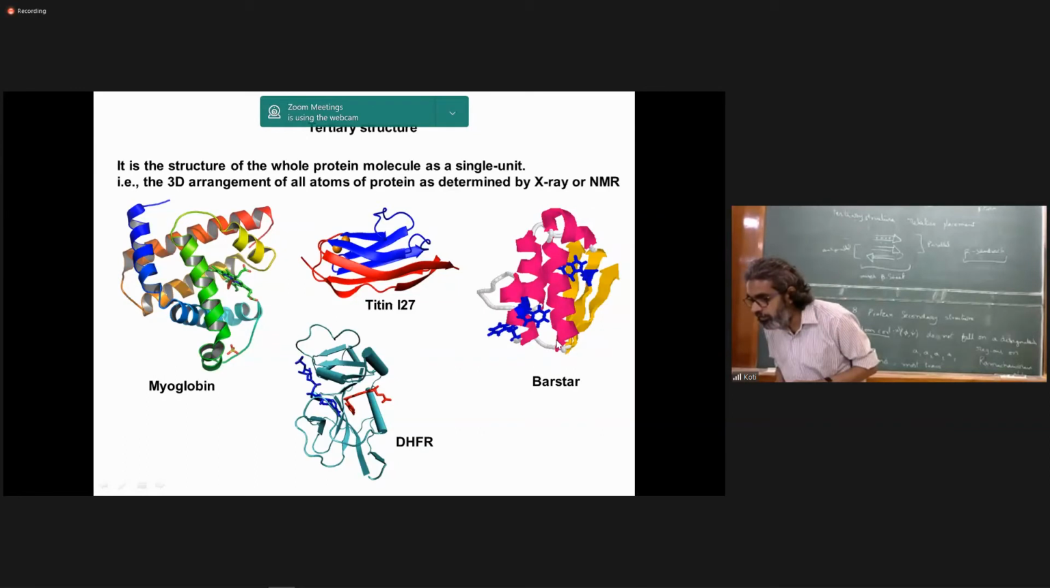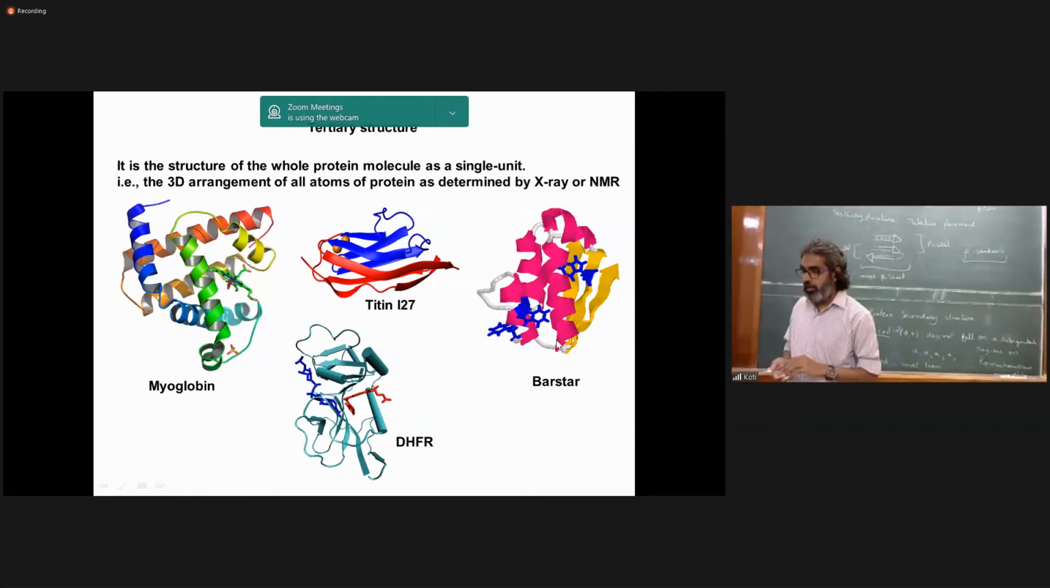If I see clearly, all these three strands are actually parallel with each other, forming a sheet. Now this sheet is packed against helices. In the previous case, one sheet was packed against another sheet, forming a sandwich. But here, one sheet is packed with helices, and the chains on one side of the sheet are interacting with different helices.